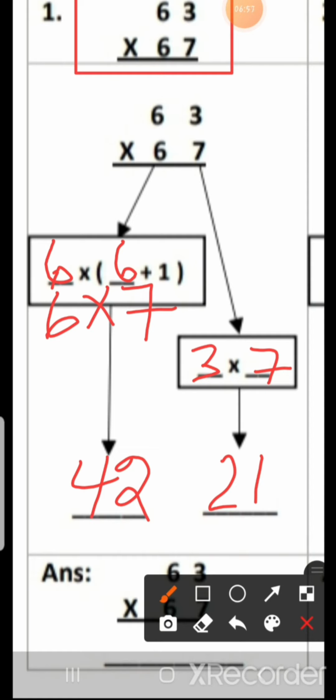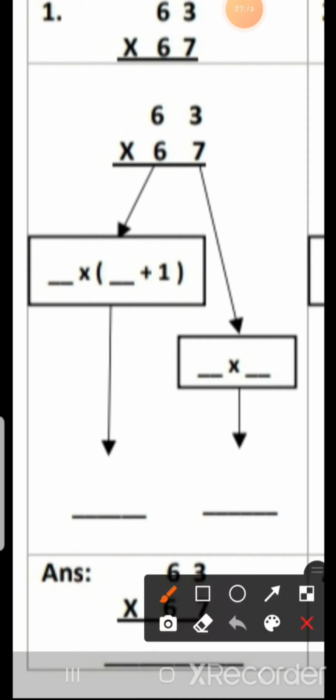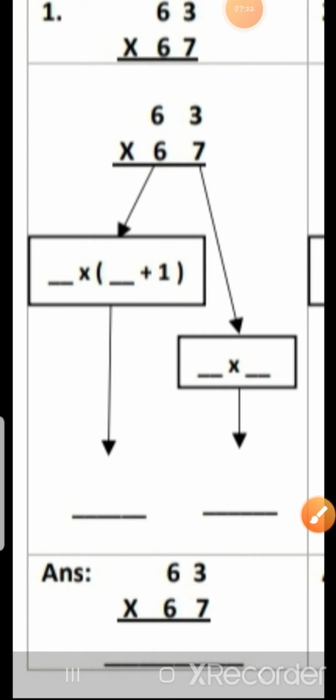And then 6 times 7 will give me 42. So from this here, we know that our answer is 4. I cannot place the answer there, so I'm going to put it here. 4, 2, 2, 1. That's our answer. Okay, you go ahead and apply the same steps to the following one.